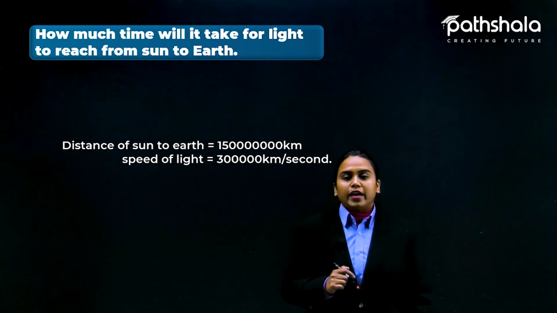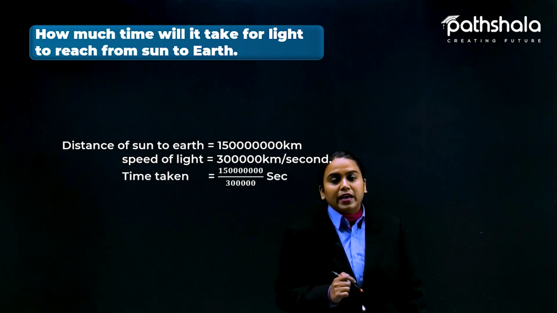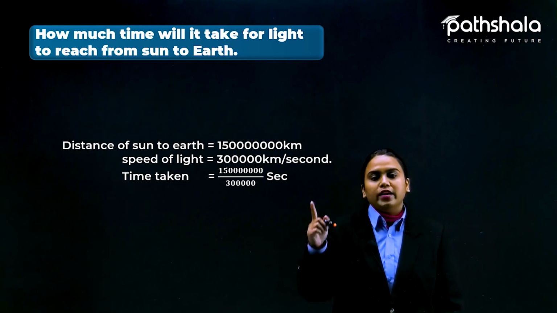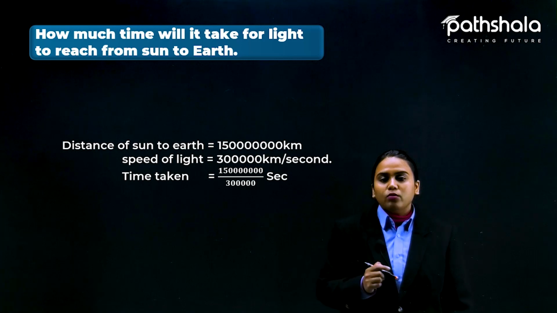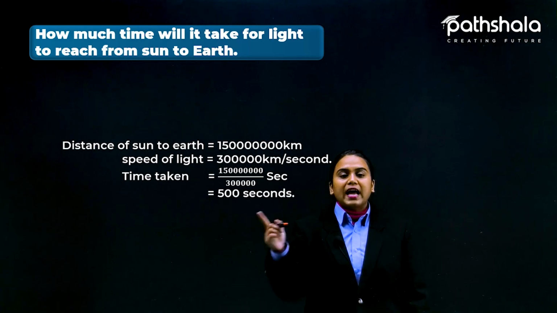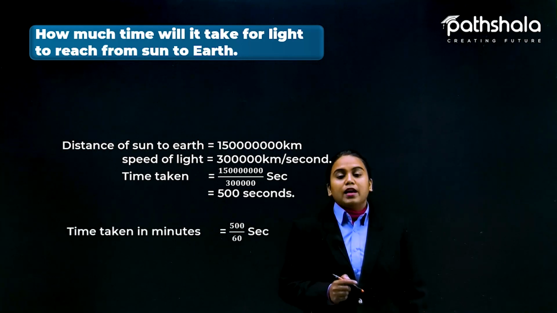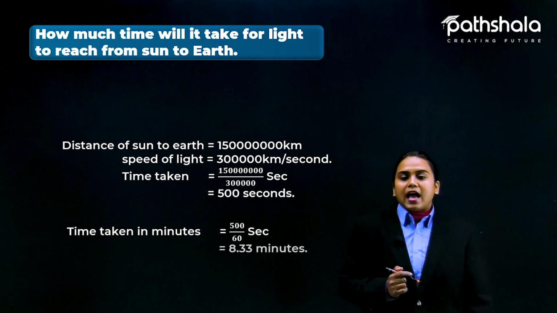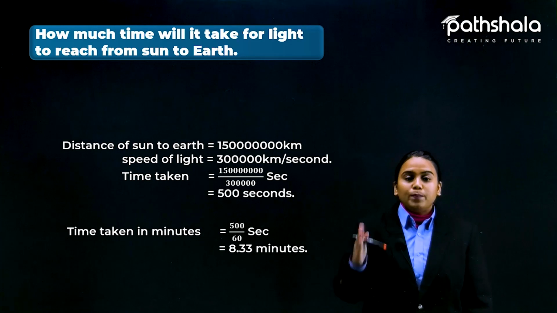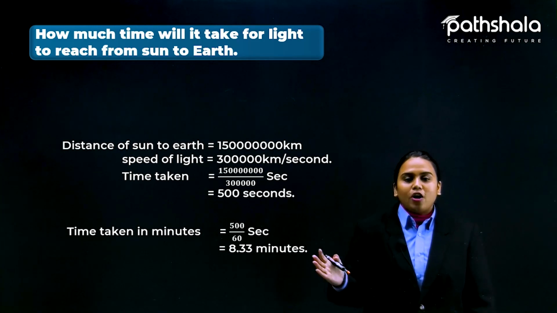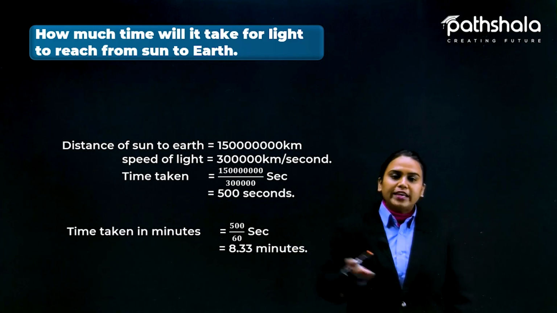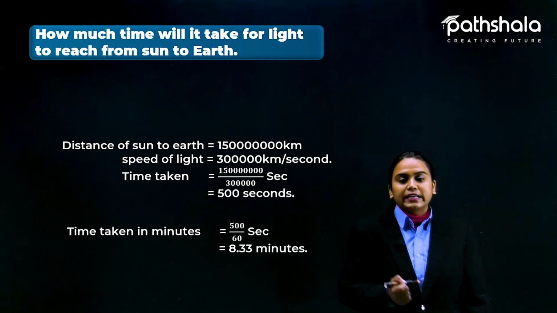That is too high. So now the time taken would be that we need to divide 15 crore by 3 lakh, and it would be in seconds only. See, the kilometer would be cancelled out. So now we are having 500 seconds, and if we convert that into minutes, we need to divide it by 60 again, and here we are having 8.33 minutes. So see, you would be able to calculate that the time taken by light from the sun to reach the earth is 8.33 minutes only.